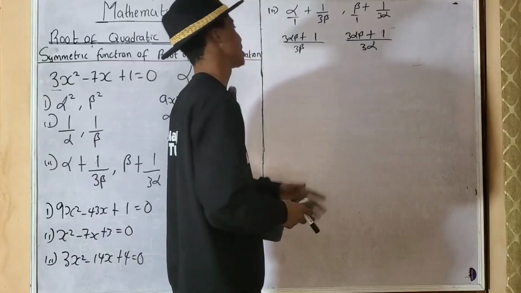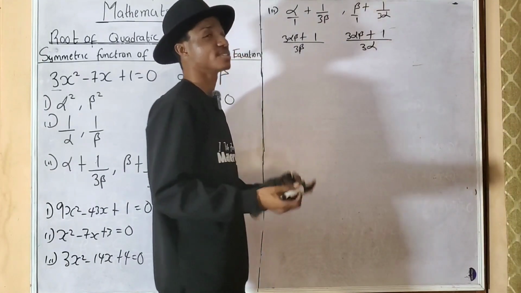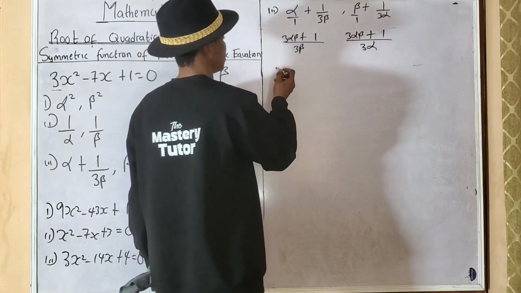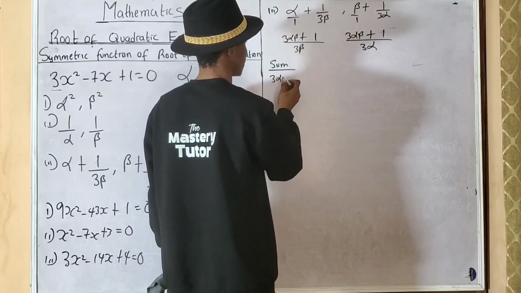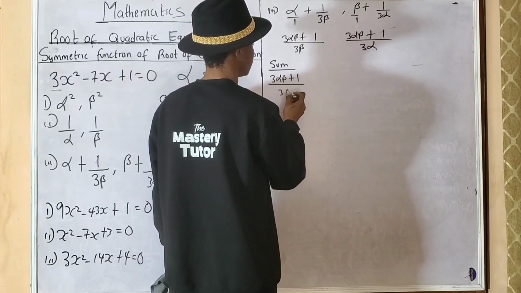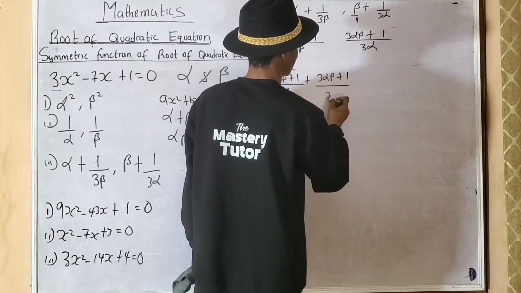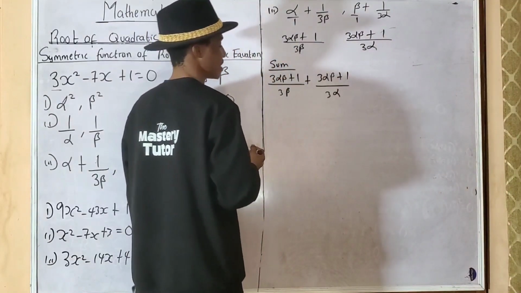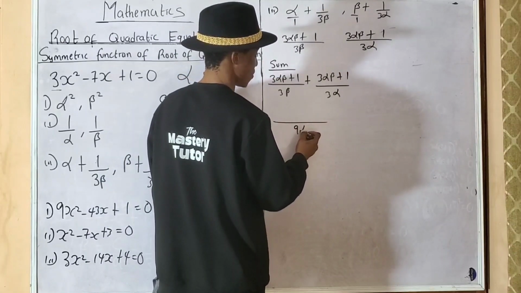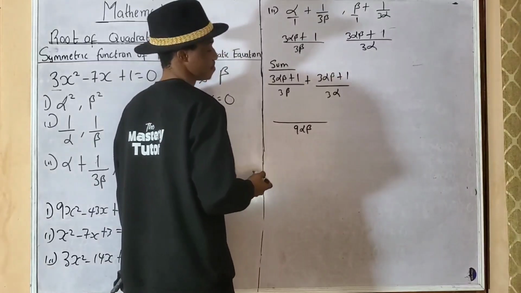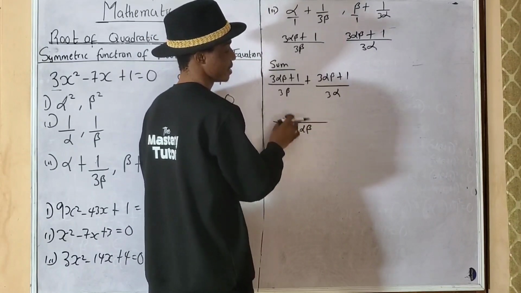Listen to me. Having taken the LCM of both roots, we have this. Now let us take the product and the sum. Let's take the sum first. The sum will be (3 alpha beta plus 1) all over 3 beta, plus (3 alpha beta plus 1) all over 3 alpha. Okay? Please pay attention. The LCM here will be what? Let's just say 9 alpha beta. Okay? 9 alpha beta divided by 3 beta, that is what? 3 alpha.